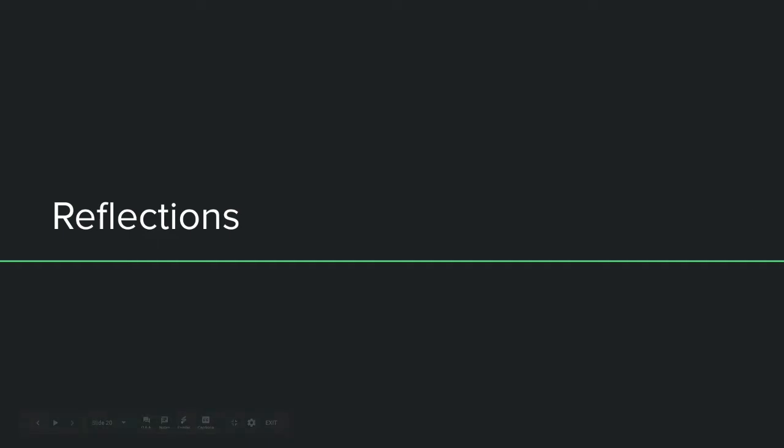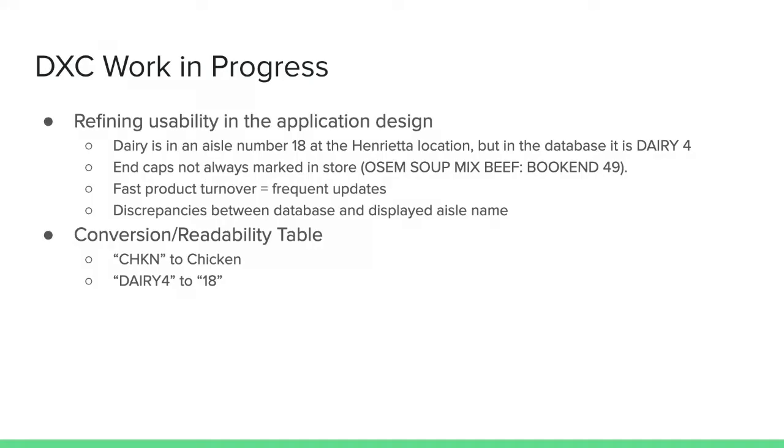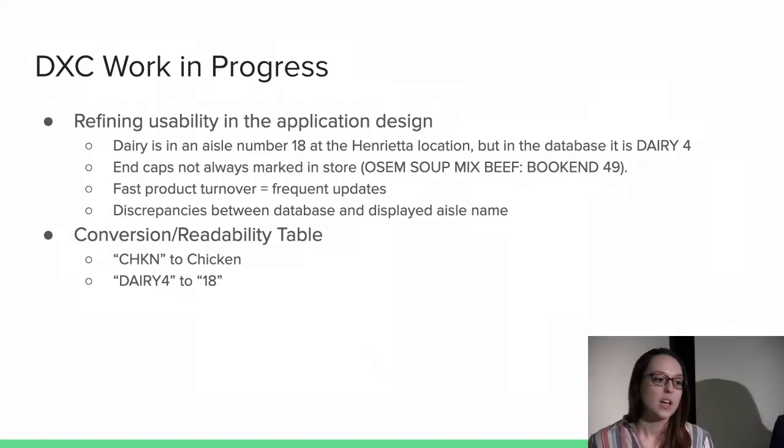Great. So in this section, we're going to talk a little bit about things that we wish we were doing, things that Tops and DXC are currently working on, and we're going to look back on some of the challenges that we faced and what we've learned from them. So the first thing I'm going to focus on is what DXC and Tops are currently facing. A really big thing is just refining the overall usability in the design.